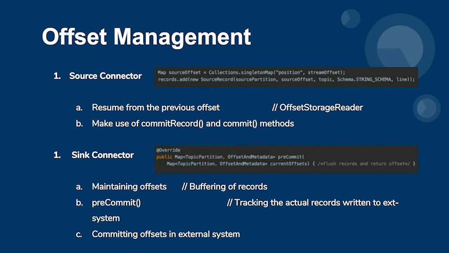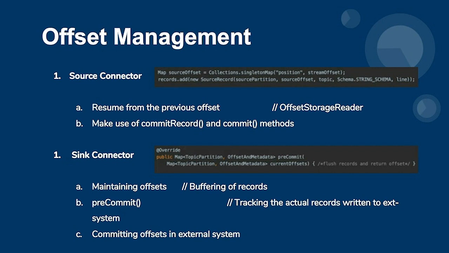Using the offset storage reader, we can know the last processed message belonging to each topic partition and resume reading records from the same position from the external system. Also, in the case of certain systems like messaging queues, we have to acknowledge the records that we have received. For that, we should make use of the commitRecord and commit methods to acknowledge those messages, so that the system doesn't send back duplicate messages to the connector, assuming they were not processed.